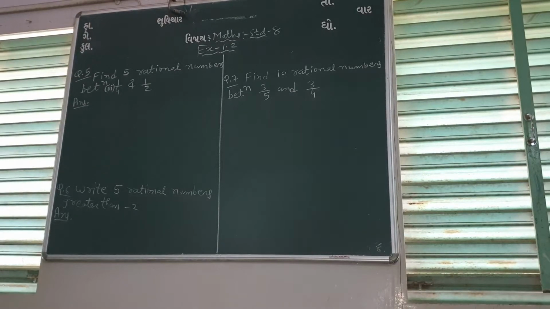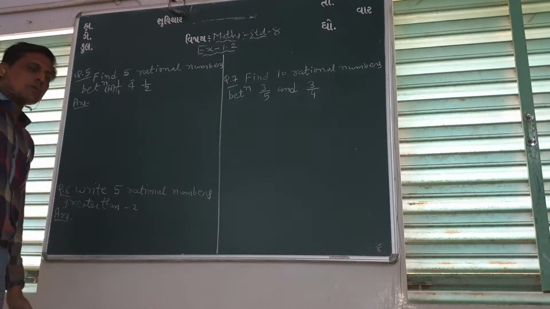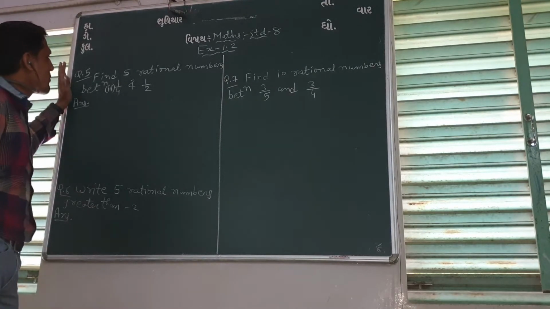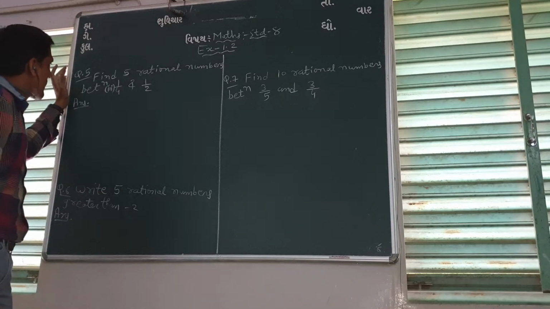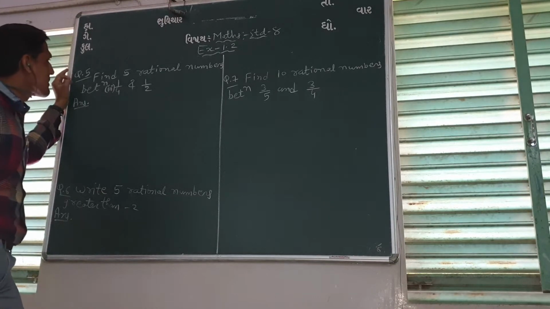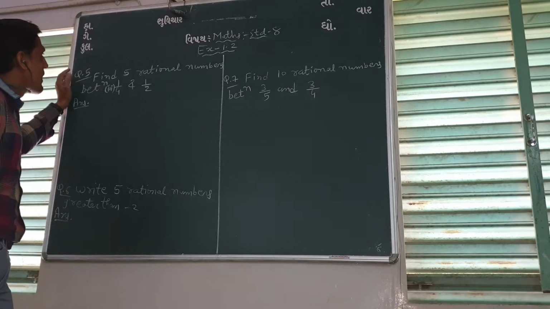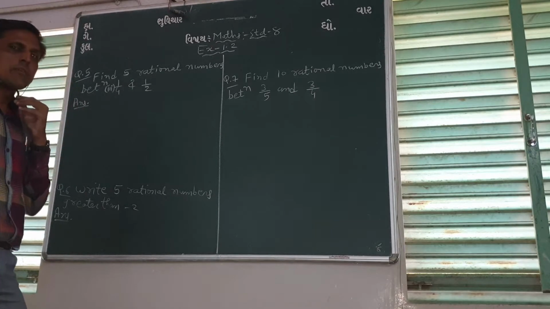Hello friends, standard 8. Now we are doing exercise 1.2 question number 5. For question number 5, the first and second parts we have done in the last video. Now in this video we are doing question number 5, part 3. Find five rational numbers between 1 by 4 and 1 by 2.